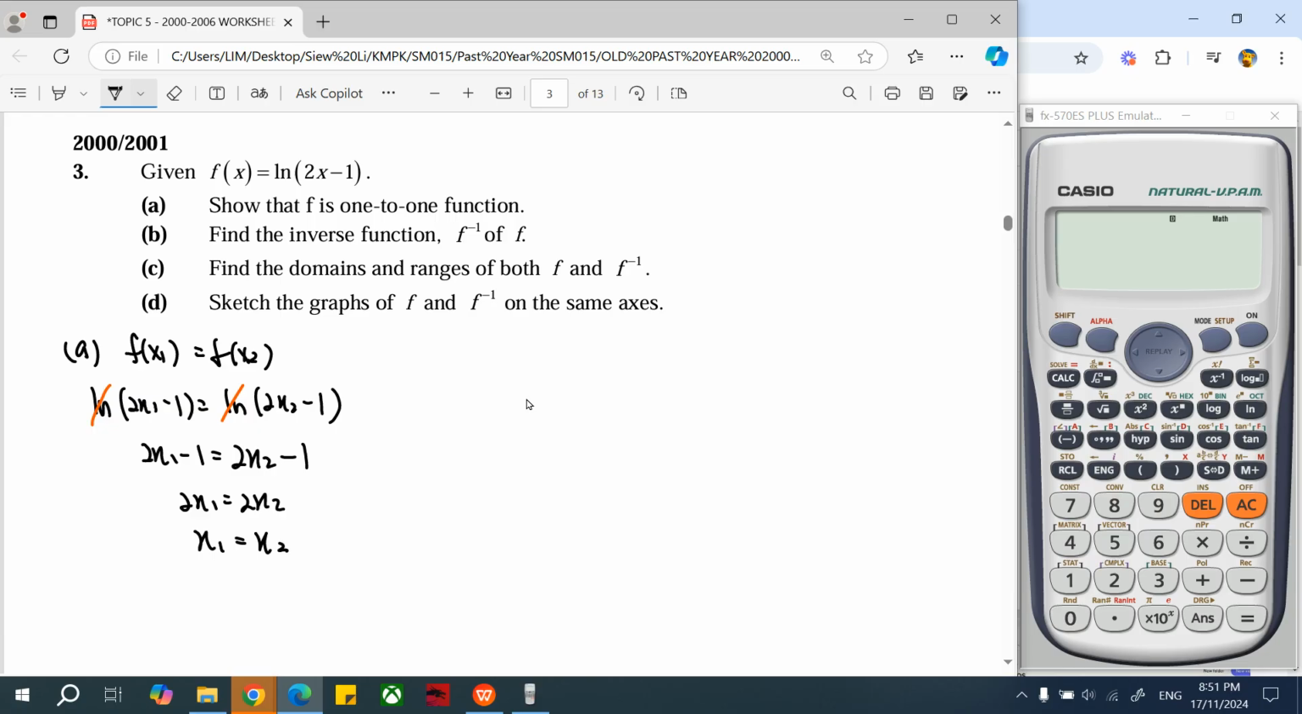When we have this one answer, it means that you need to write out the conclusion. This function is a one-to-one function.